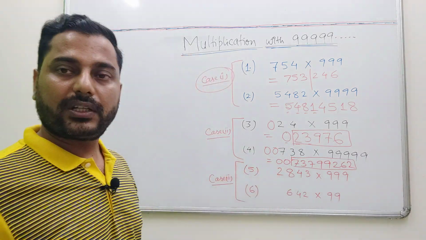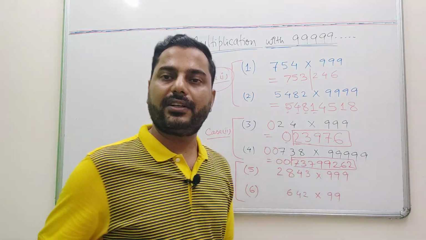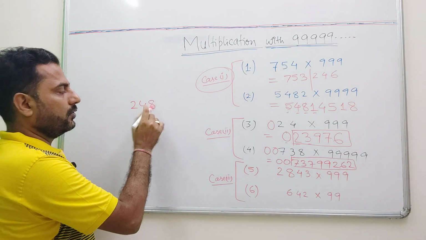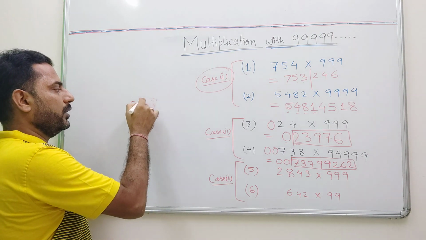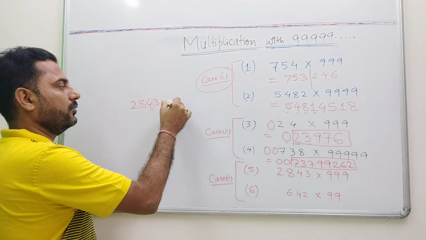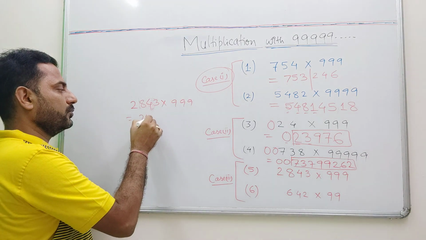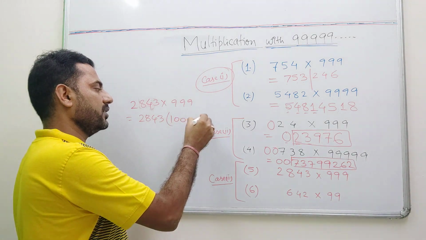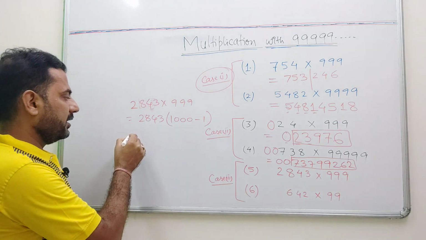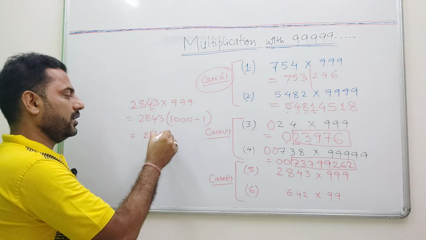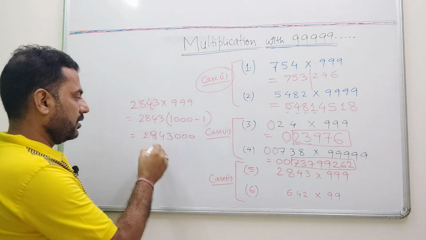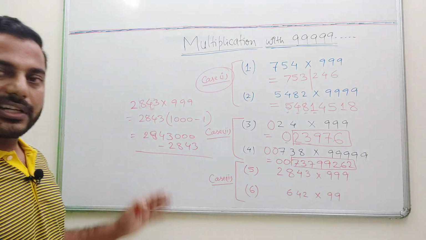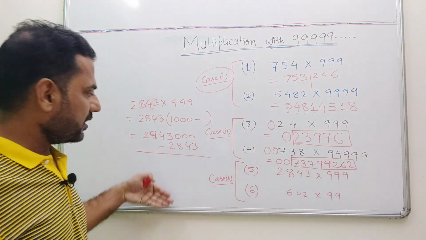So in these particular cases, when the number of 9s is less than the number of digits given, we have to follow this. 2843 into 999. It should be written as 2843, and this 999 I can very well write as 1000 minus 1, right? 1000 minus 1, and then it becomes 2843000 minus 2843, right? So 999 can be written as 1000 minus 1, and then you take the difference of this.